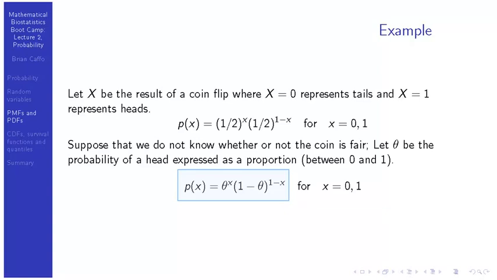This is another common notation in the field of statistics: Greek letters like theta represent things that we don't know but would like to know. So imagine if you had a coin and you didn't know whether or not it was fair, we would represent that unknown probability of a head as theta.